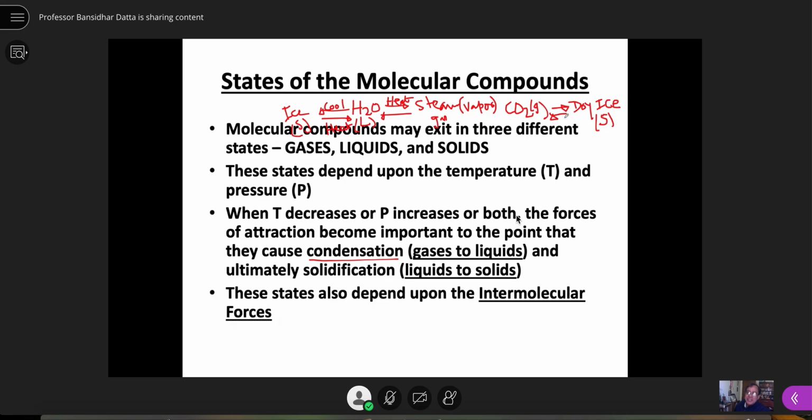That is called sublimation. Yes, gas could be converted to dry ice. It's called sublimation, S-U-B-L-I-M-A-T-I-O-N.